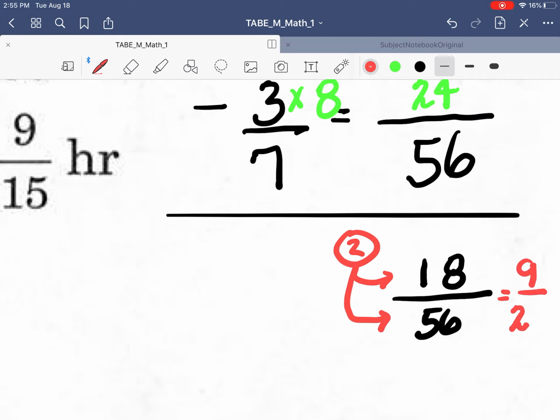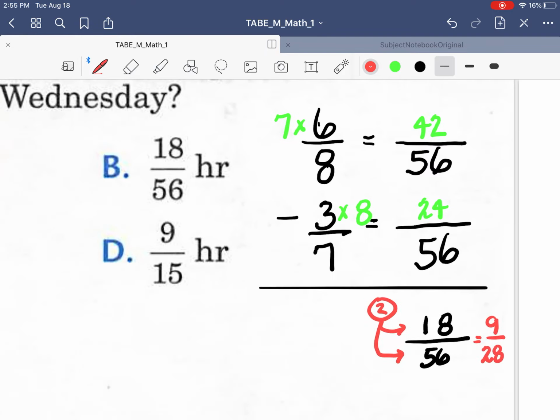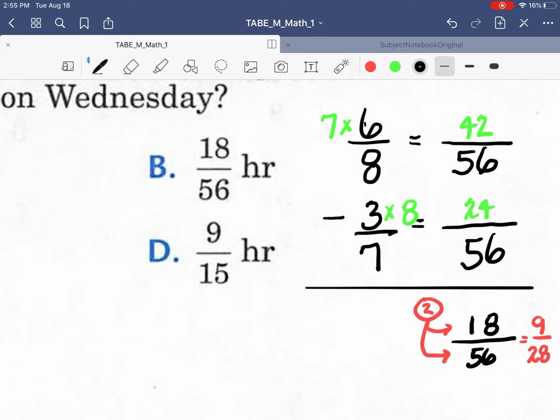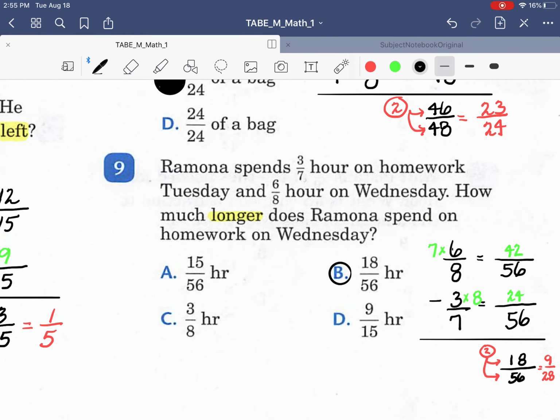Into 9 over 28, I believe, would be the simplified. But it's the 18 over 56 that we're interested in. And that is answer B for number 9.